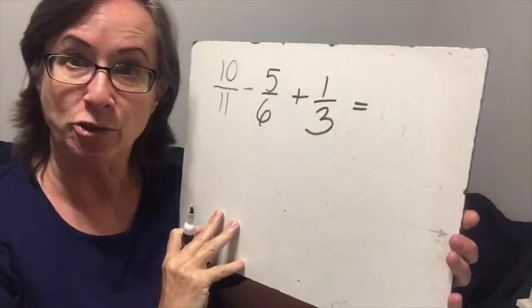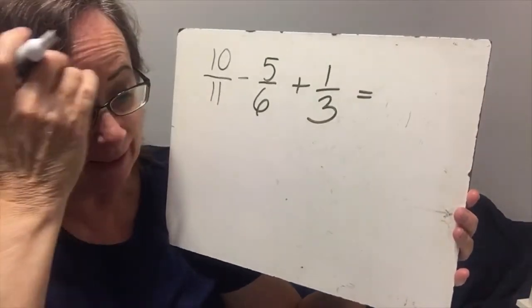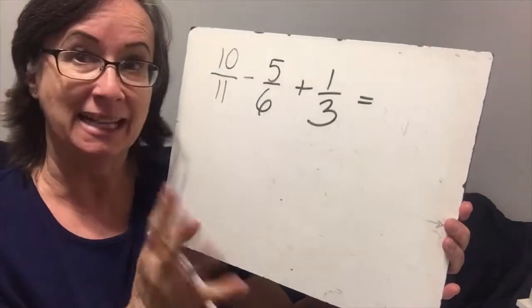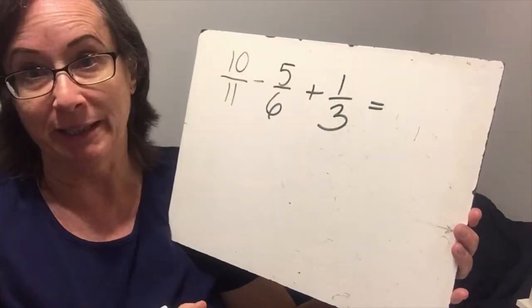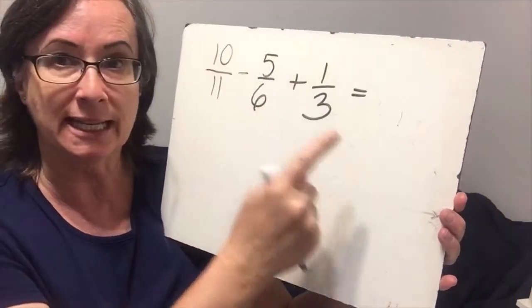Okay, so we're going to do 2 practice problems, and then I'm going to let you go to do your homework. So here we have to add and subtract 3 fractions. So the first thing we're going to have to do is get a common denominator between 11 and 6 and 3.